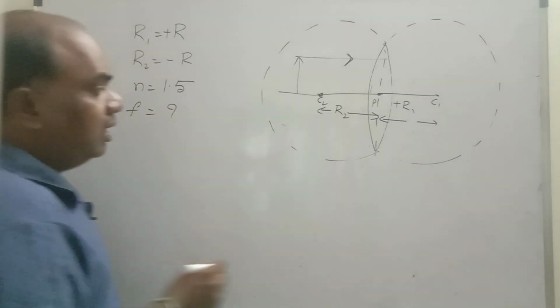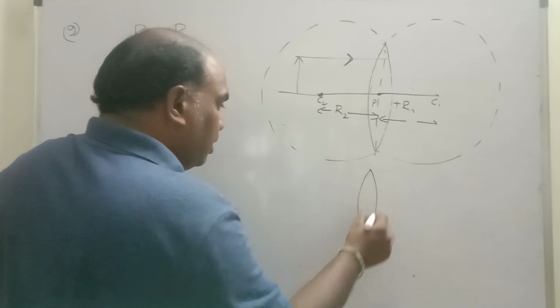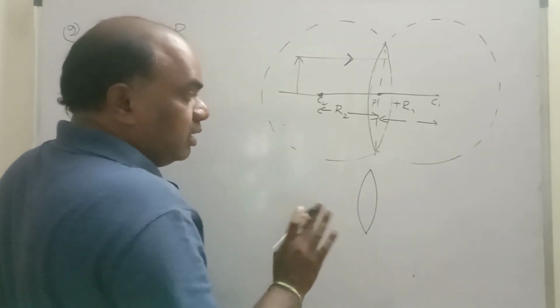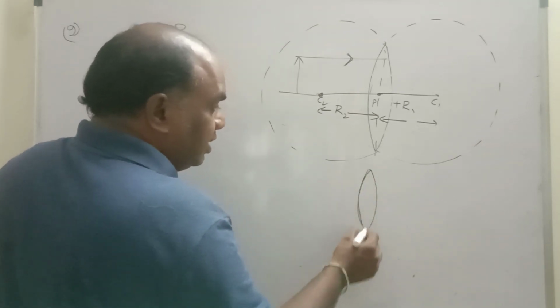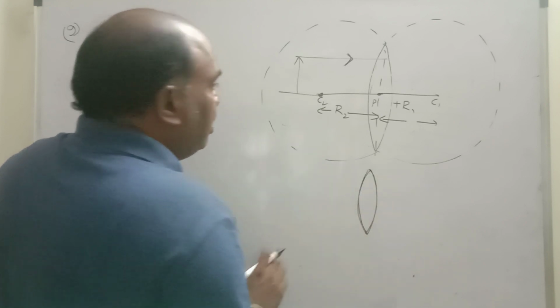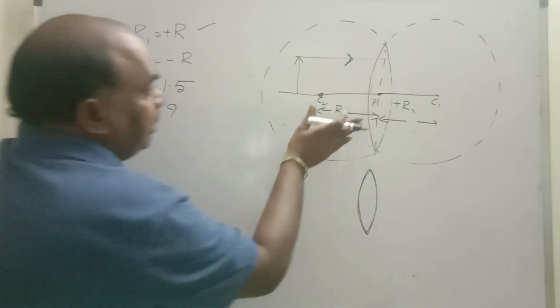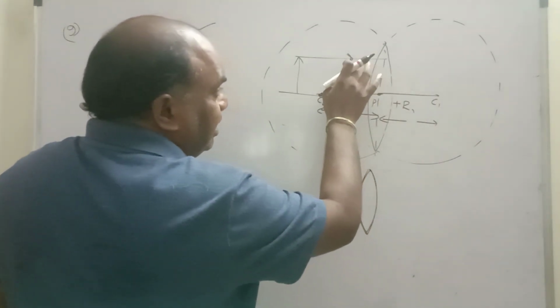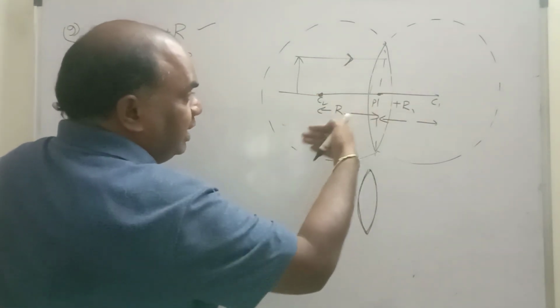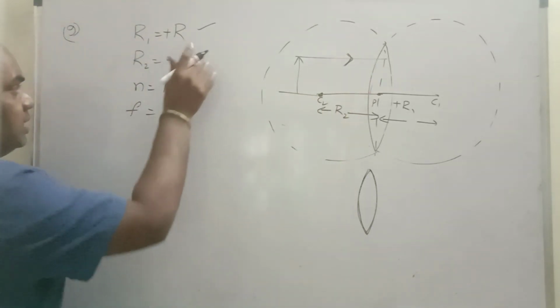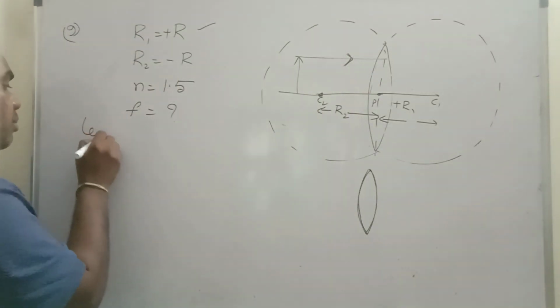Once again I am repeating. A converging lens is there. Both radii of curvature are equal. That means the first radius of curvature is R, and the second one is also R. But as per the sign convention, if the first one is positive, the second one will be negative. Why? Because the first radius is on the right side, and this is also on the right side. The second will be on the left side. Compare with this one, both are opposite, so negative. Now it is nothing but the lens formula.